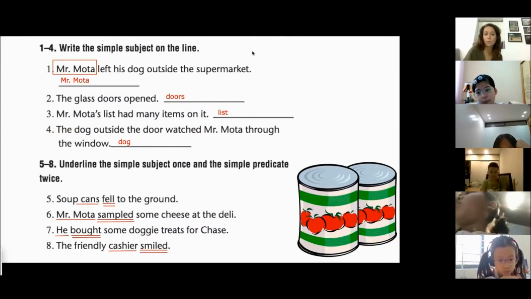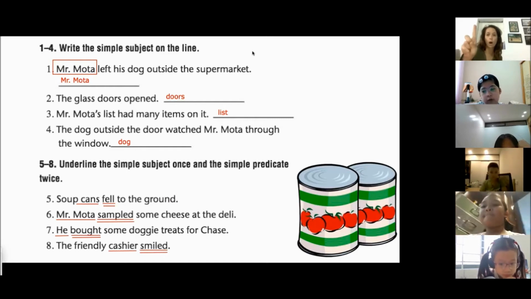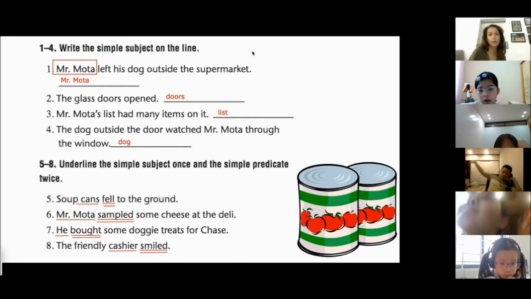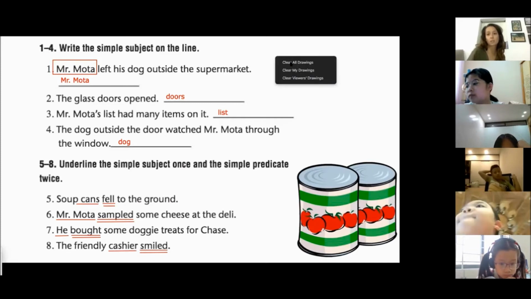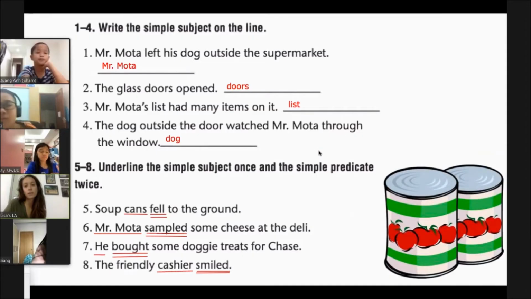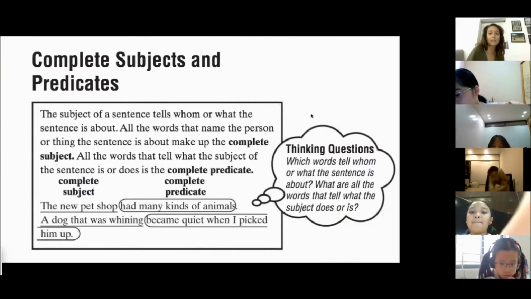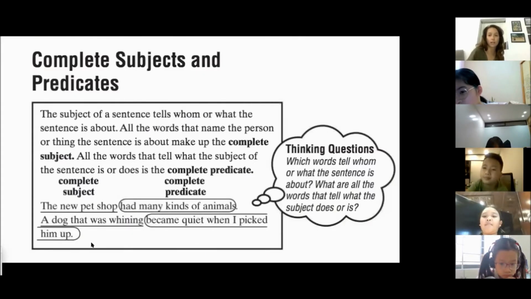So remember, our simple subject or predicate is the one, maybe 2 words that tell either who the sentence is about or what the subject did. Okay. Does this make sense for everyone? Give me a thumbs up if it makes sense. Yeah? All right. Let's go on to complete subjects and predicates.